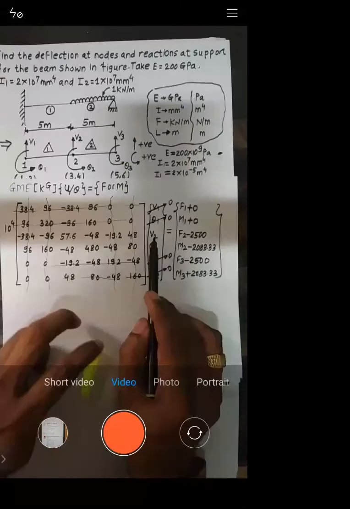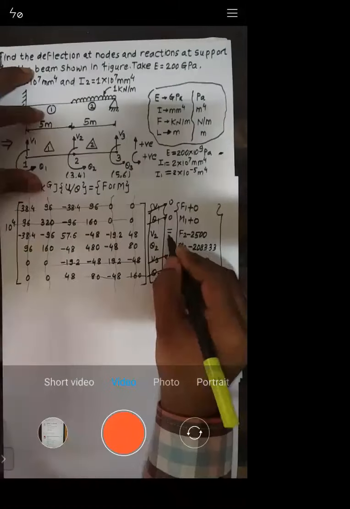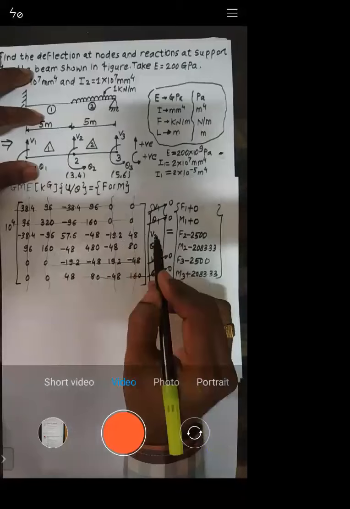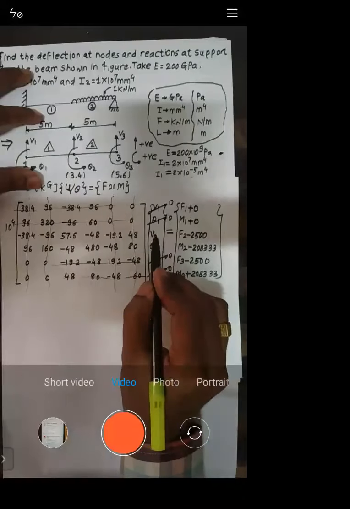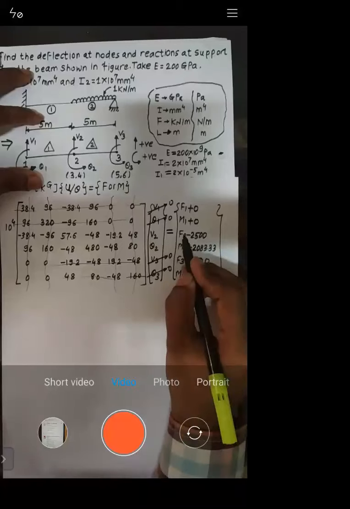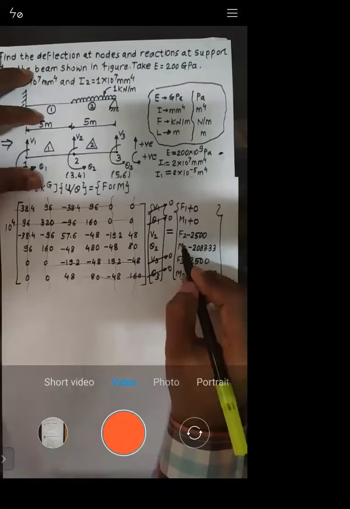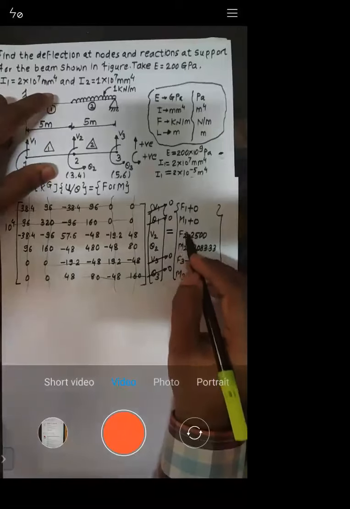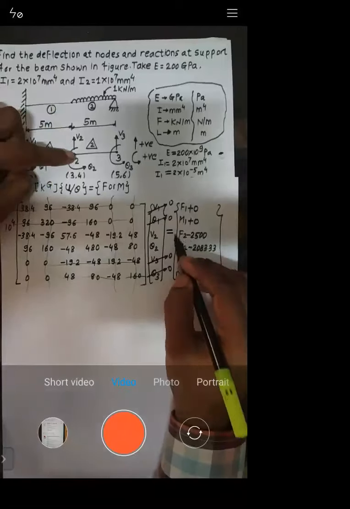Into V2 theta 2 is given by is equal to what? See, these are the equations. You have the equation with two unknowns, that is V2 and theta 2, provided you know F2 and M2. So what is F2? Force applied at node 2. So is there any force applied at node 2?